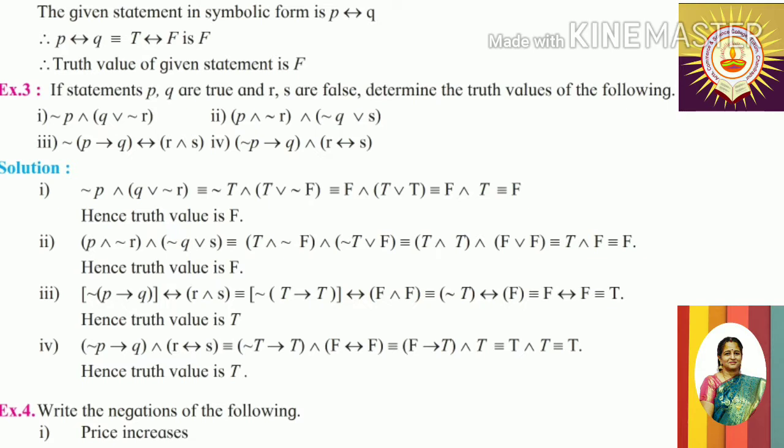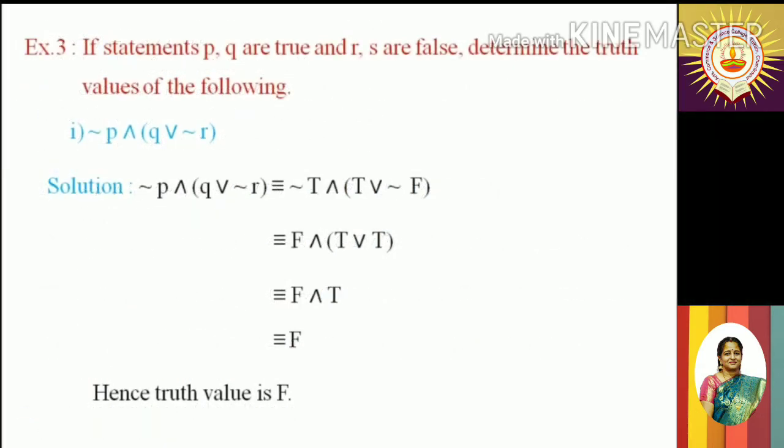In this example, there are 4 statements P, Q and R, S. Now it is given that the statements P, Q are true. It means whenever there is P and Q, we write it as true. And statements R, S are false. Means whenever there is R and S, we write it as F. So first example, negation P and bracket Q or negation R.